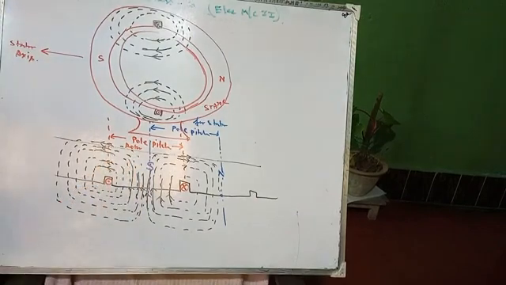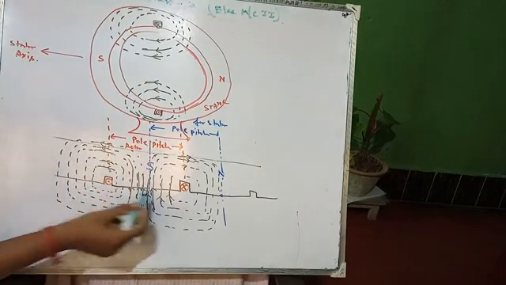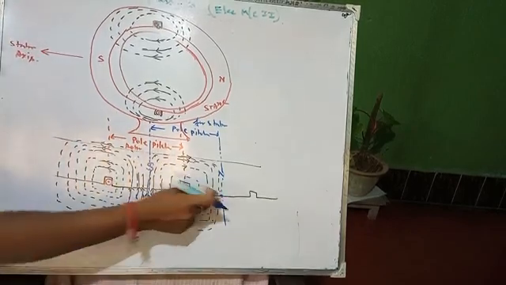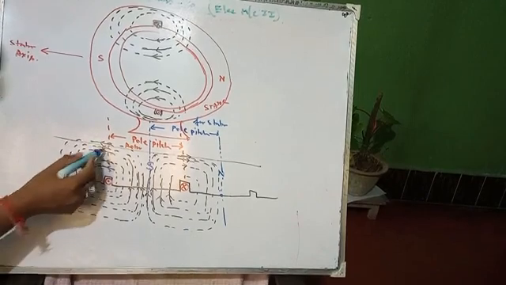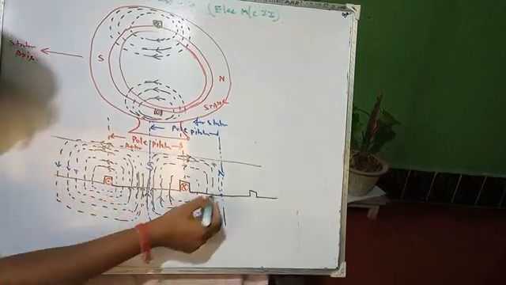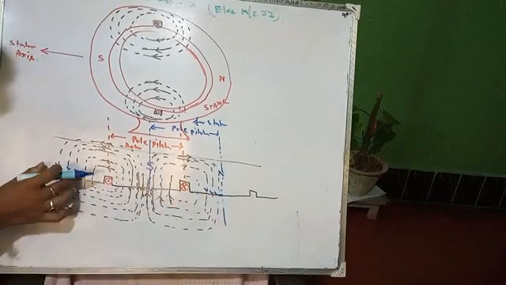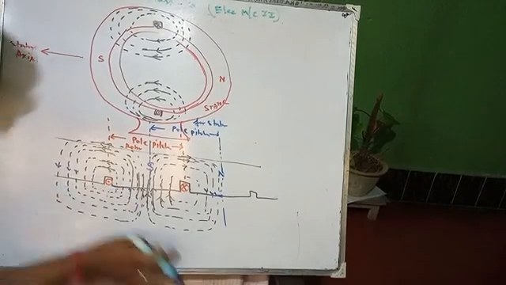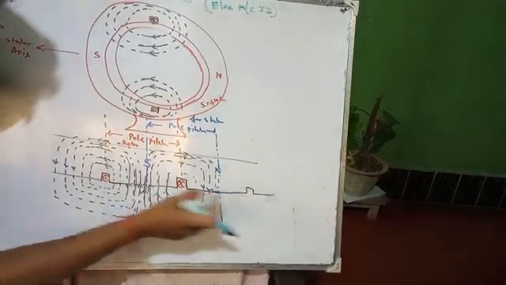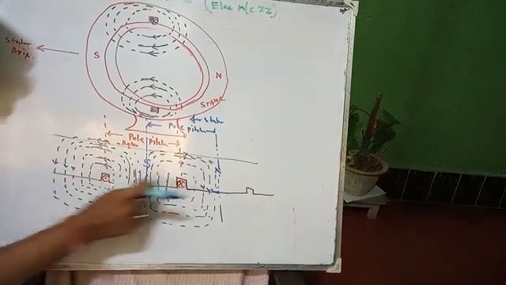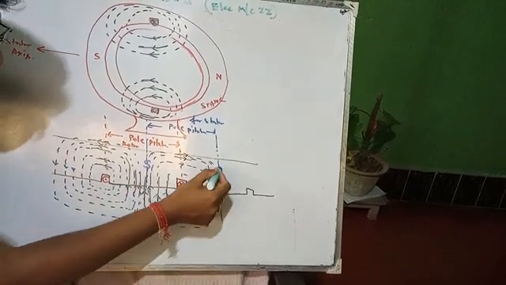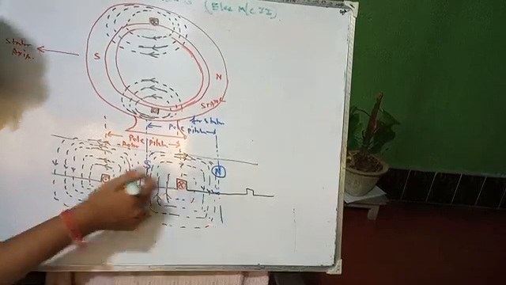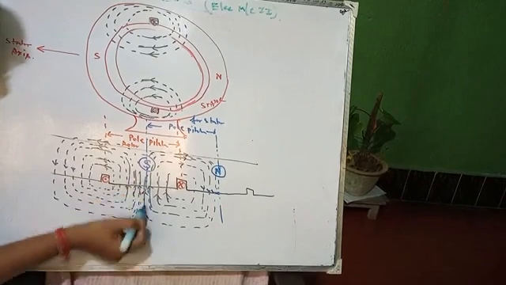Here you can see that at the south pole two fluxes are additive in nature. And for the north pole, this flux is coming downward and this flux is coming downward. If we consider this dot coil here, this downward flux is added with this downward flux. So always remember, at the north pole the fluxes are additive downward, and at the south pole the fluxes are additive upward.